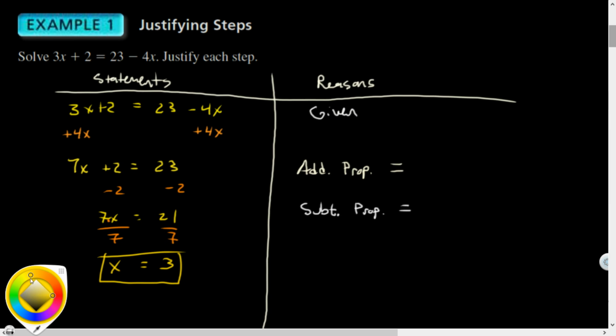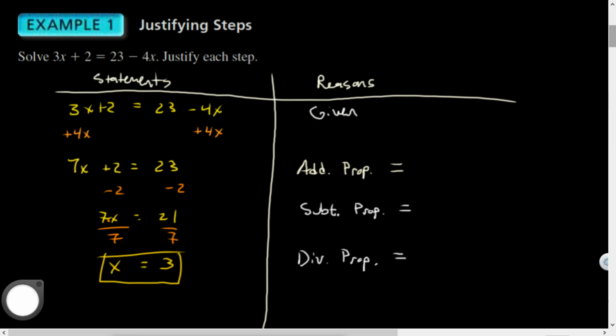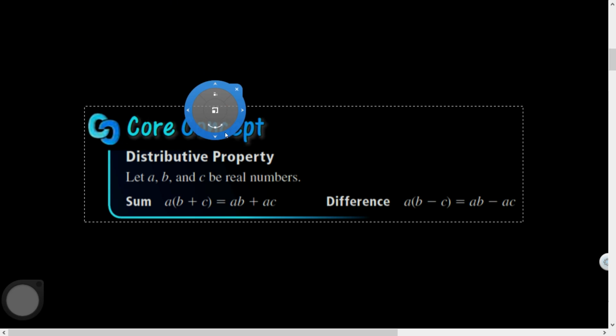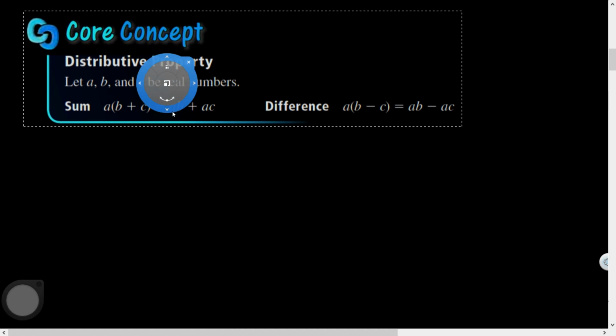So I found out that x equals 3, and this last step was justified by the division property of equality, right? Good times. So this idea of being able to make a statement and then justify it with a reason is something that we're going to do throughout geometry. I like these two-column proofs, but we'll also see paragraph proof format. We'll do things like that as well. Flowchart proofs.